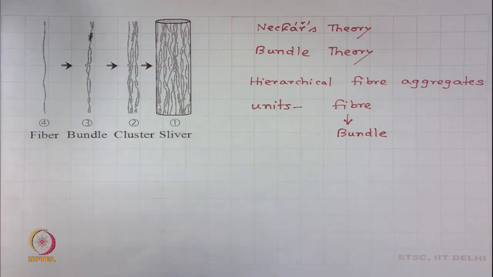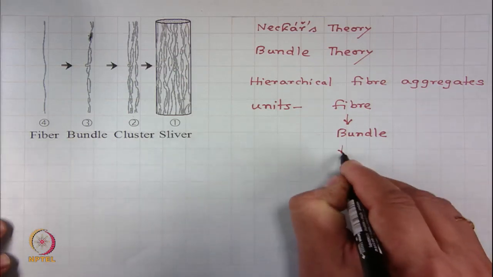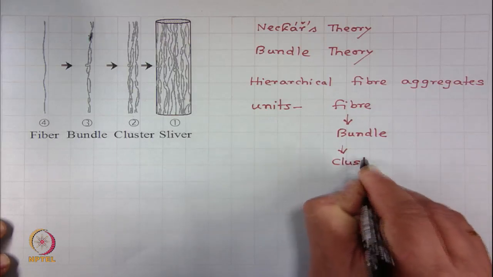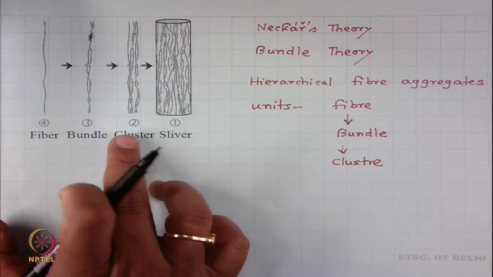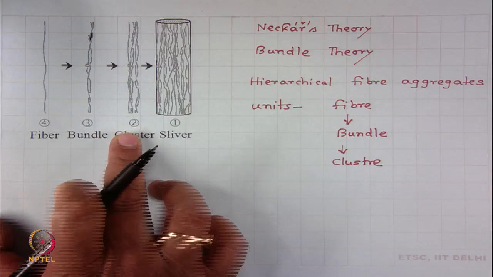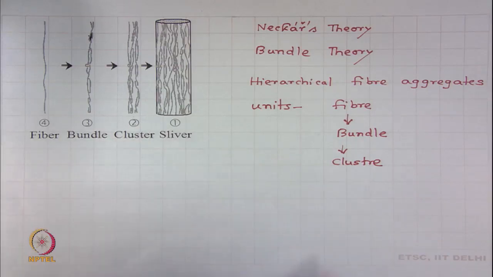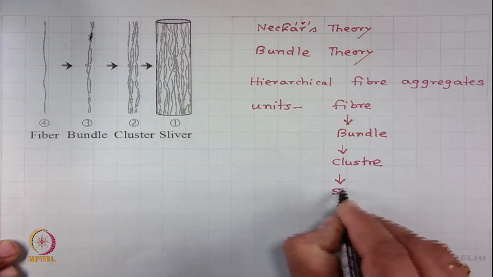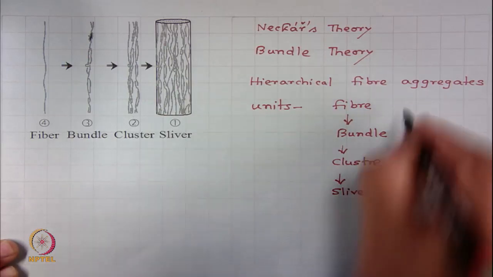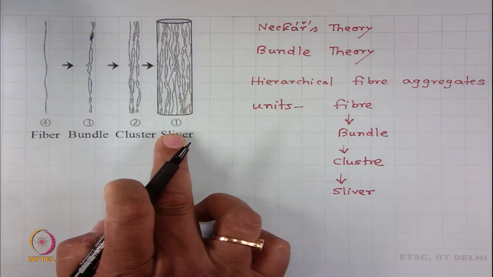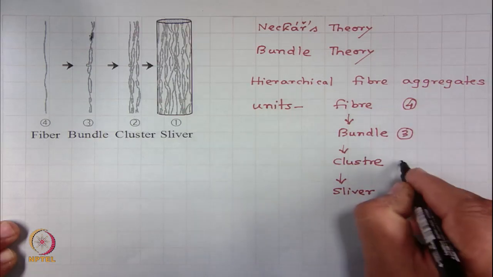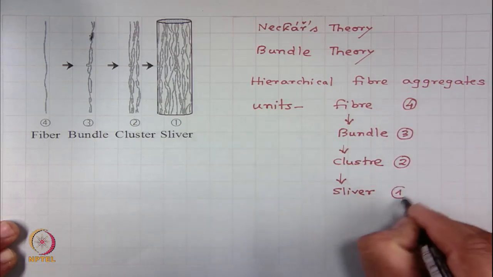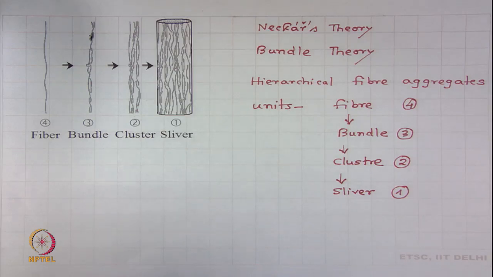Several bundles form a cluster. These clusters are given unit number 2. Several clusters form the ultimate sliver, so the sliver unit is given 1. So, fiber is unit number 4, bundle unit number 3, cluster unit number 2, sliver unit number 1. Fibers form bundles, bundles form clusters, clusters form sliver.